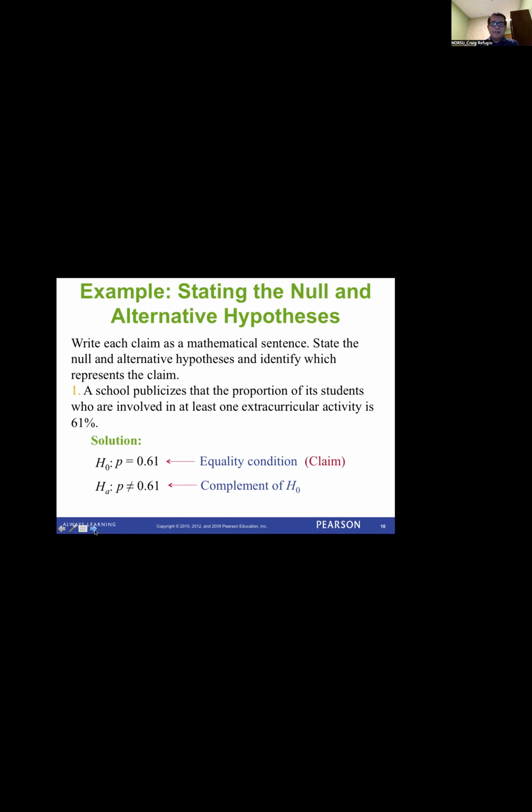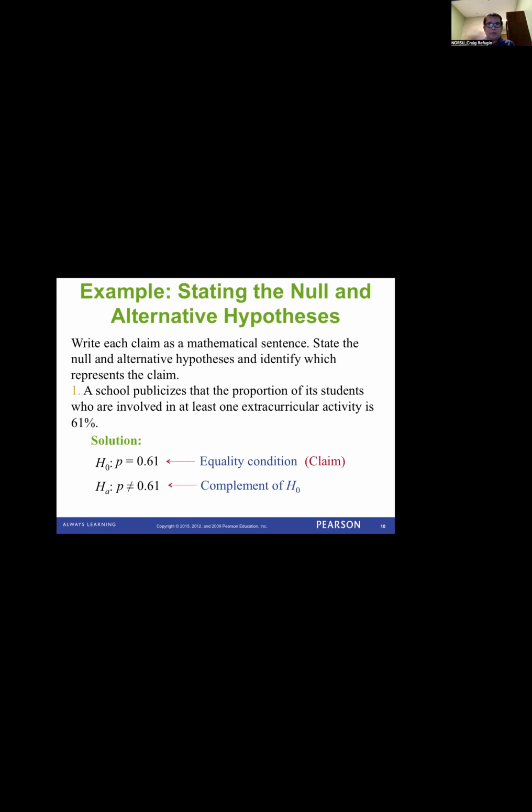So as a researcher, you must have a claim on what you are going to claim in your research process. And that's what we are talking about, the claim here in the statistical process. So number one, a school publicizes that the proportion of its students who are involved in at least one extracurricular activity is 61%. Now, when the given is in terms of percent, then we look at proportion. So proportion in statistics, in hypothesis testing, is actually all about percent. So percent, that means per 100.